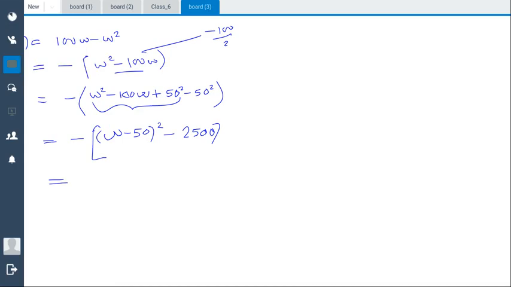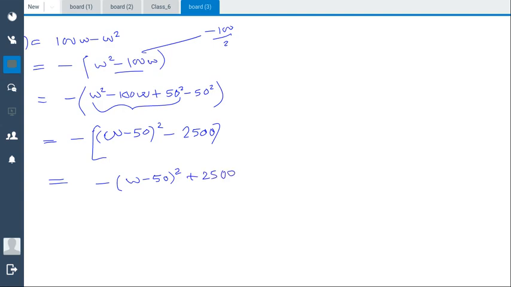If I take, this is W square. So, guys, if I take the minus inside, it is going to be what? It is going to be simply, in fact, minus 25, minus (W minus 50) whole square, minus minus plus 2500. Got it, my dear friends?